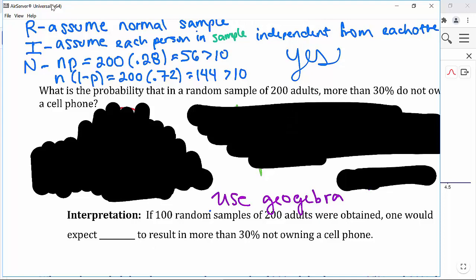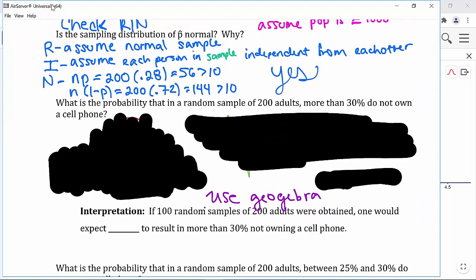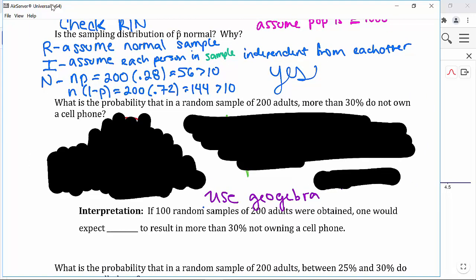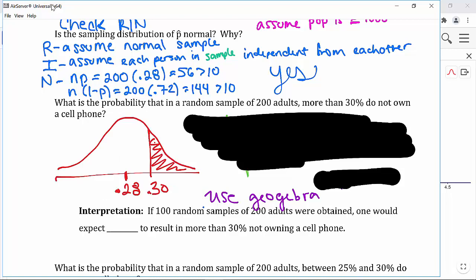So what is the probability that in a random sample of 200 adults, more than 30% do not own a cell phone? So you could do this in a couple of ways, but the best is to work with the percents. And so here's our picture, right? We're assuming the actual value is 28, and we're going to find the probability of more than 30%. And so we're going to use GeoGebra. But before we do that, we have the mean, we need the standard deviation, and in this case, it will actually be the standard error because we're basing it off of the guess of 28% as the mean.